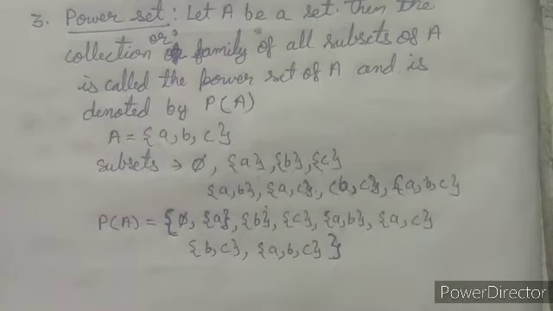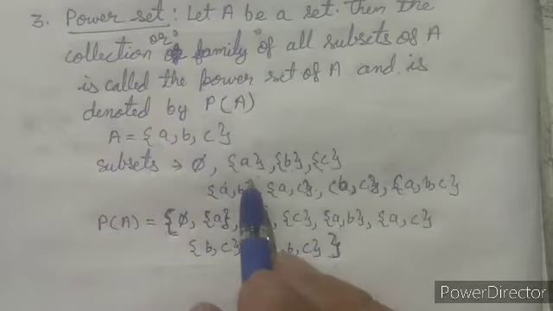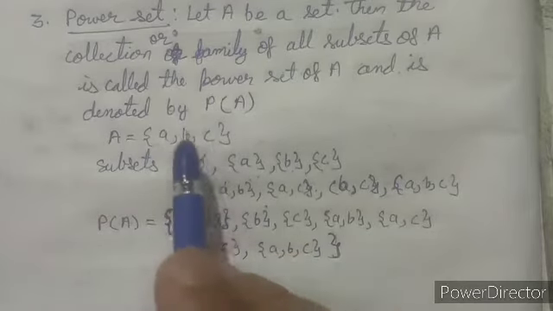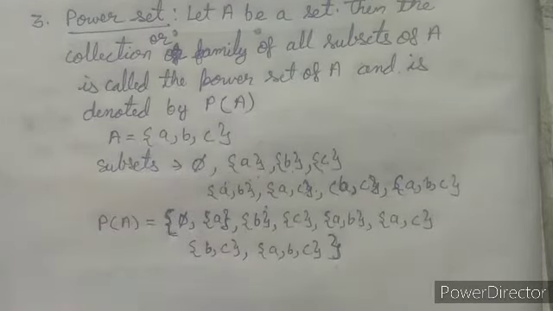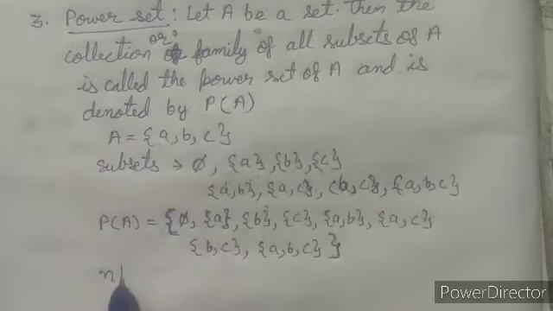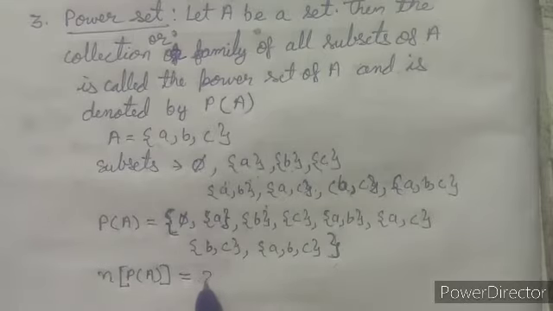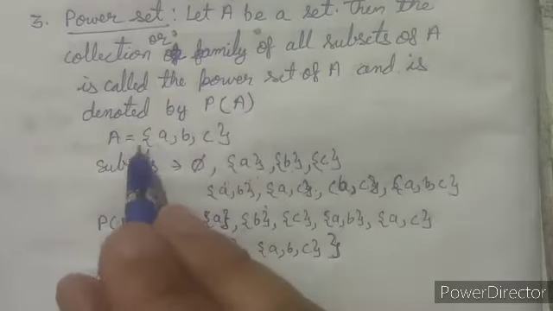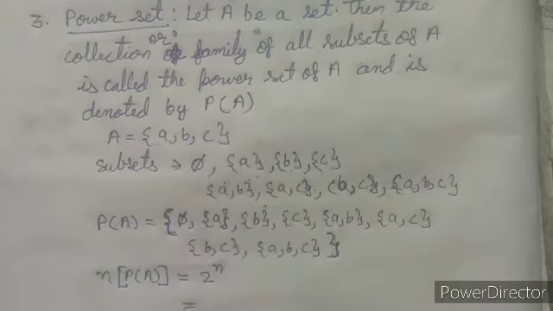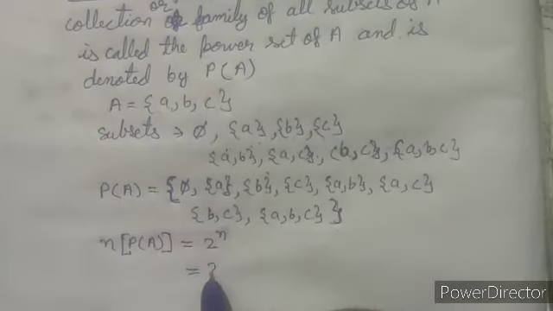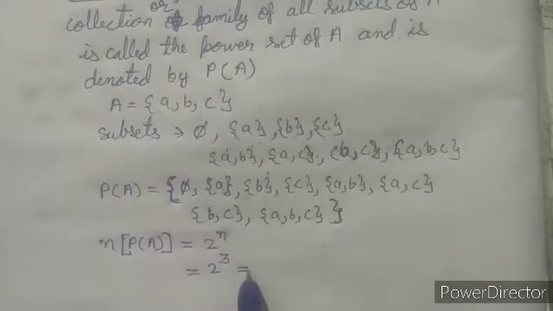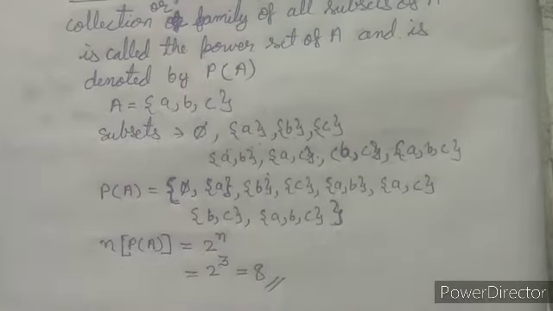Now, as a set is represented inside braces, so we will represent these elements of P(A) inside the braces. Now as we already know, the number of subsets of a set is given by 2 raised to power n, where n is the number of elements of set A. That means the cardinal number of P(A), or you can say the number of elements in power set A, will be equal to 2 raised to power n. And here as A has 3 elements, the number of elements in power set A will be equal to 2 raised to power 3, that is equal to 8.